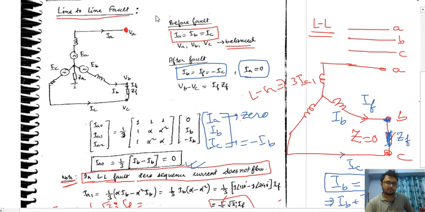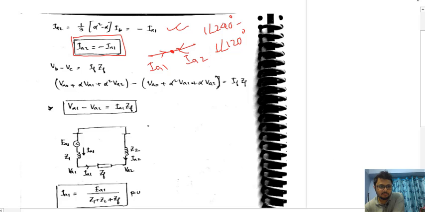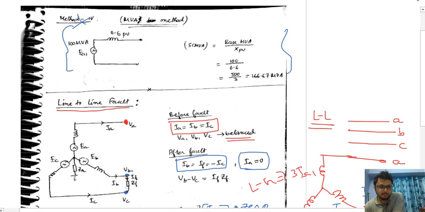Now see, this is the voltage VB and this is voltage VC. Okay, now what is the voltage difference? VB minus VC. Current is flowing like this, IF is flowing like this. So this is higher potential, this is lower potential. So VB minus VC equal to how much? VB minus VC equals IF into ZF.